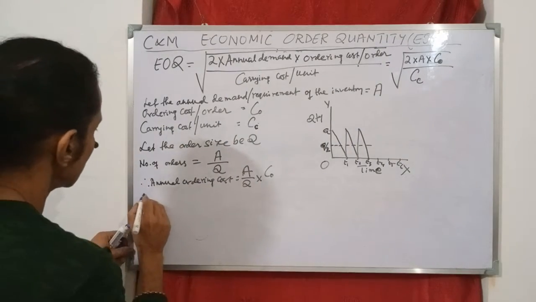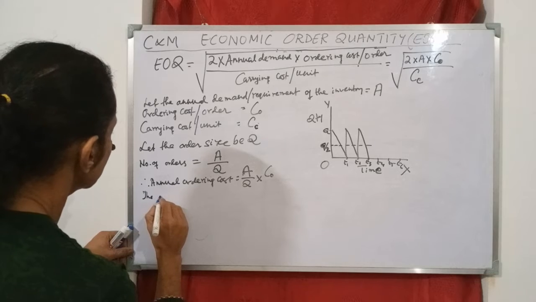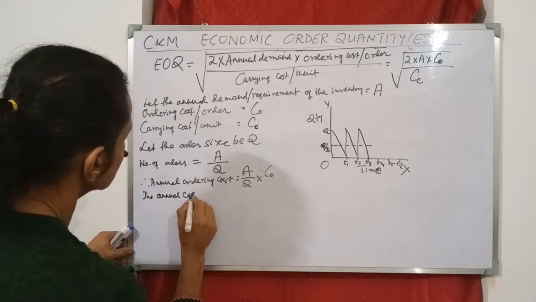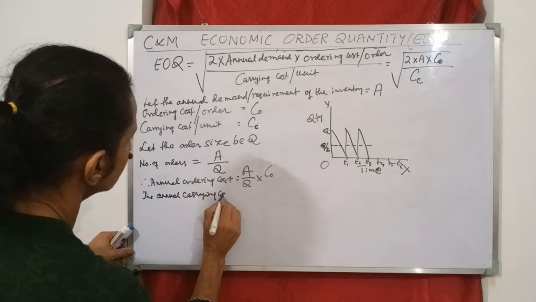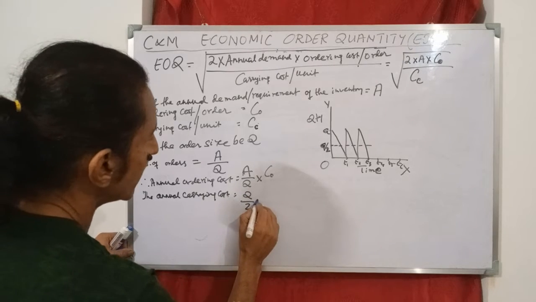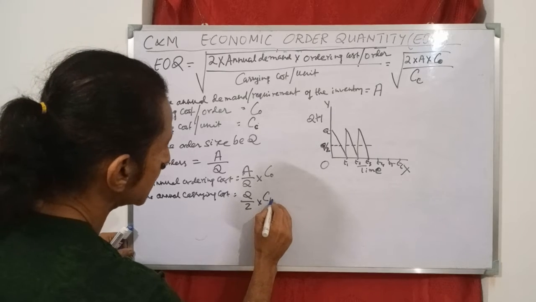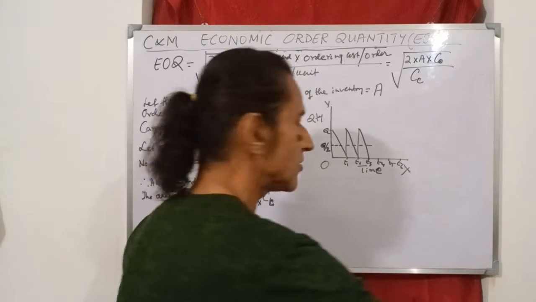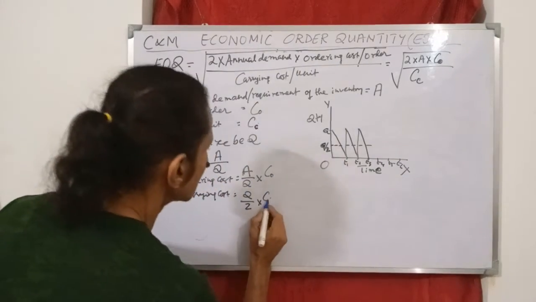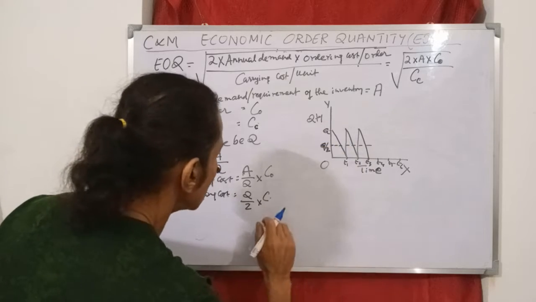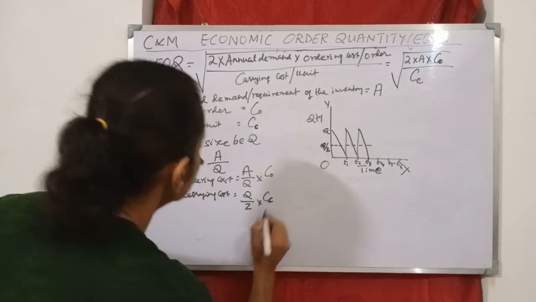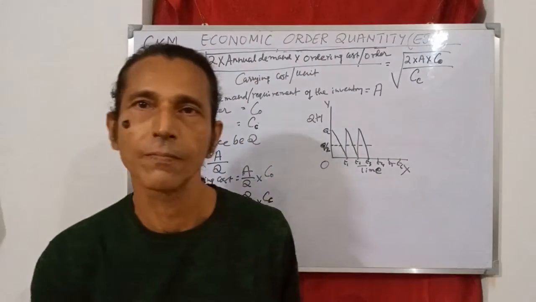And the annual carrying cost is equal to Q by 2 multiplied by C sub C. C sub C is the carrying cost per unit, and the number of units throughout the year with the firm is Q by 2. You have taken the average of the ordered quantity, so Q by 2 into C sub C is the annual carrying cost. Right?